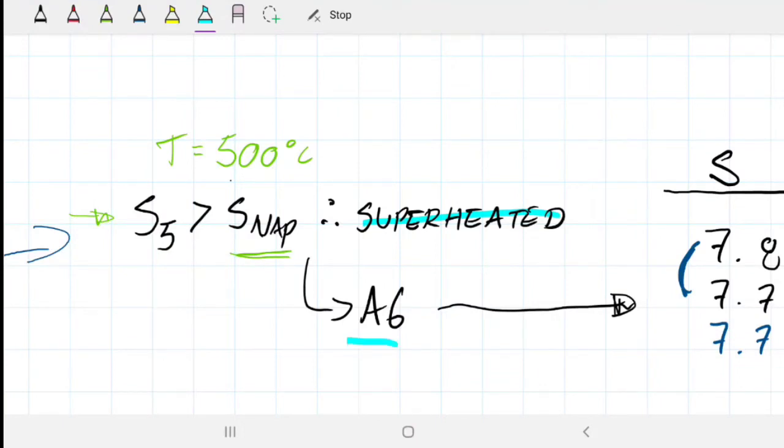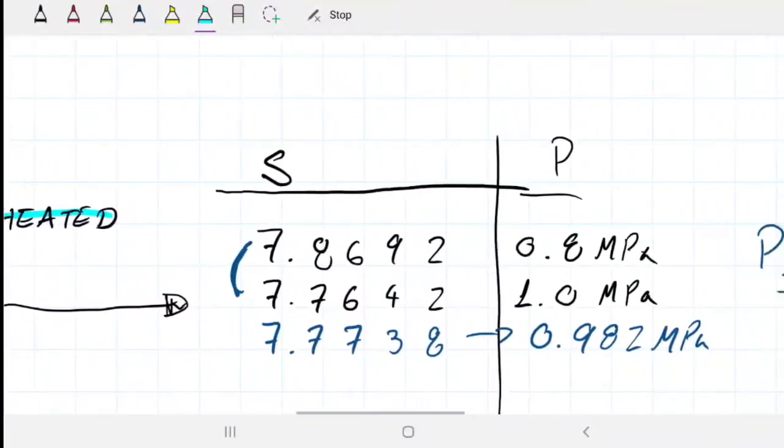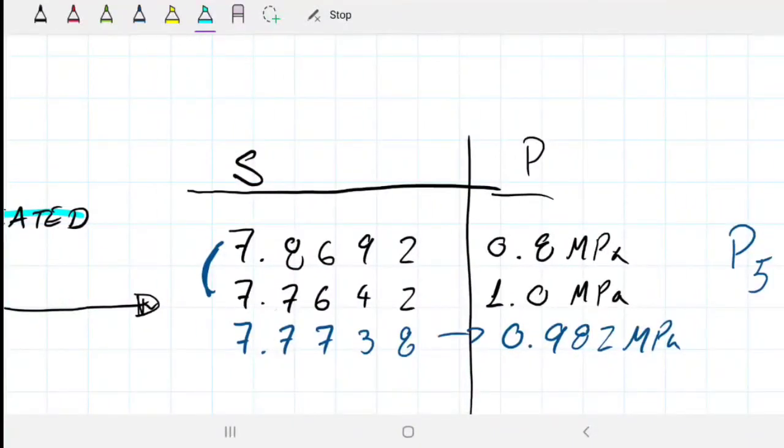Now there's one tricky thing here: you note that our entropy falls between these two values, 7.86 and 7.77. This one is on one page, 0.8 megapascals, and this one's the next page, 1 megapascal. So that means that our pressure for state 5 has to fall somewhere between 0.8 megapascals and 1 megapascal.